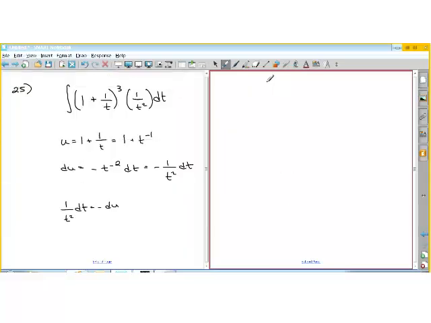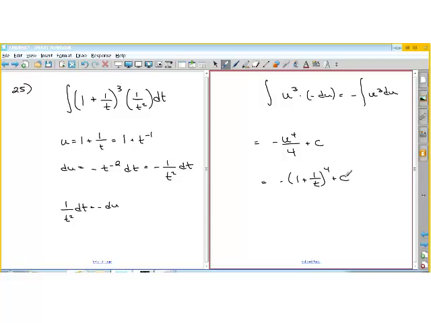So now I can rewrite the original integral as u cubed times negative du, which is the same as negative u cubed times du. So I just factored out the negative sign. So we have a polynomial. So we get negative u to the 4th over 4 plus arbitrary constant c. And then finally we plug u back in, which was equal to 1 plus 1 over t raised to the 4th power plus c, and that's 25.